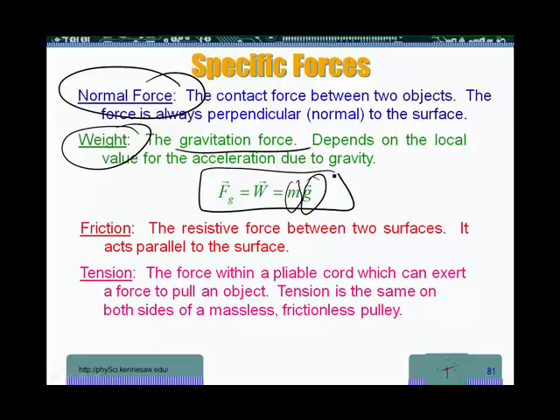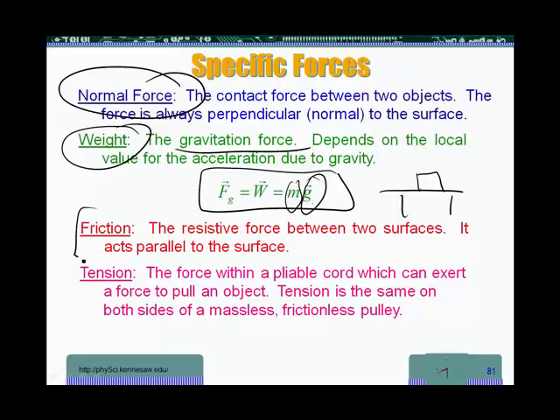Now, let me try to repeat that. If I have a table, I place an object on it, that object still has a weight, even though it's not moving. So that small g cannot be referring to just acceleration due to gravity. It is really a measure of how strong the gravitational effects are at that point, and the term that we use for it is gravitational field.